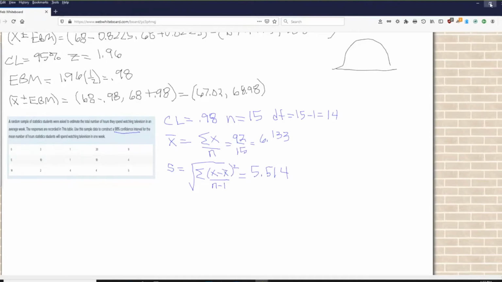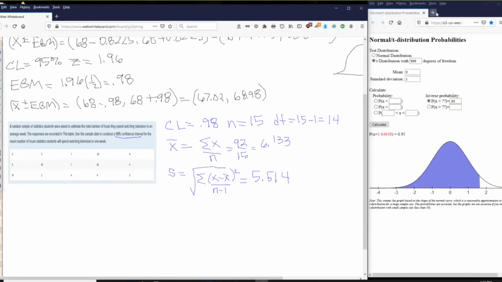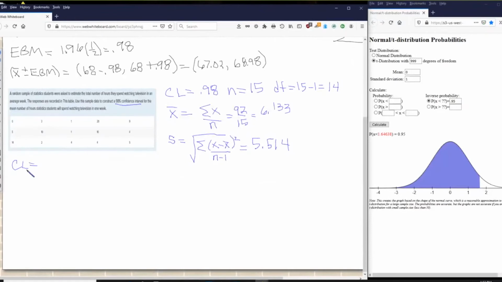And we're going to need to calculate that 98%. So I'm going to put my calculator back up. I've got a confidence level of 0.98. So that means my alpha is going to be 1 minus the confidence level, which is going to be 0.02. That's going to make alpha over 2 equal to 0.01. So now I need to solve for t.